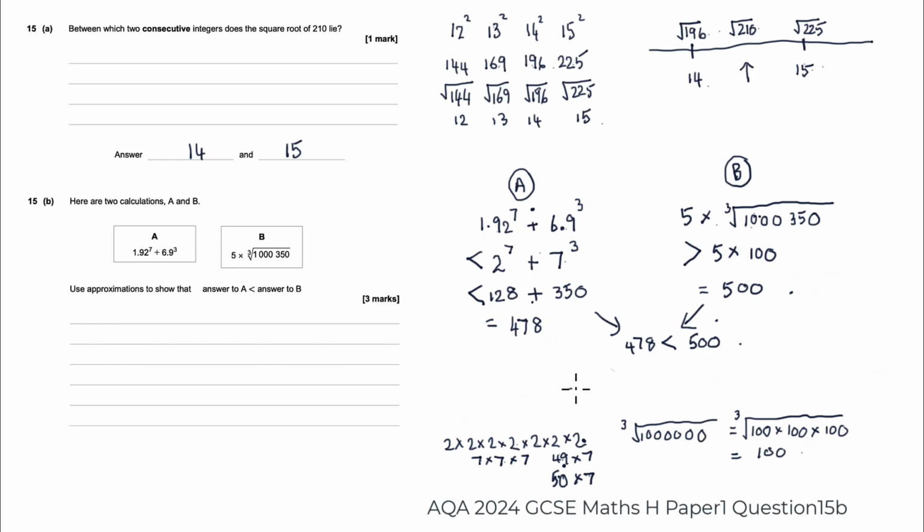So if we were to put these on a number line, 478 would be there, 500 would be there, and because 478 is bigger than the original calculation, it will be in there somewhere. And since 500 is smaller than the original calculation, it will be there somewhere. So it's definitely the fact that A is less than B. Calculation A is less than calculation B.